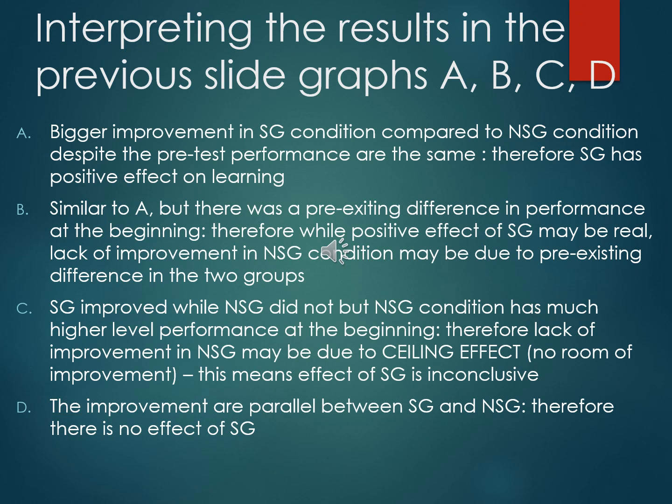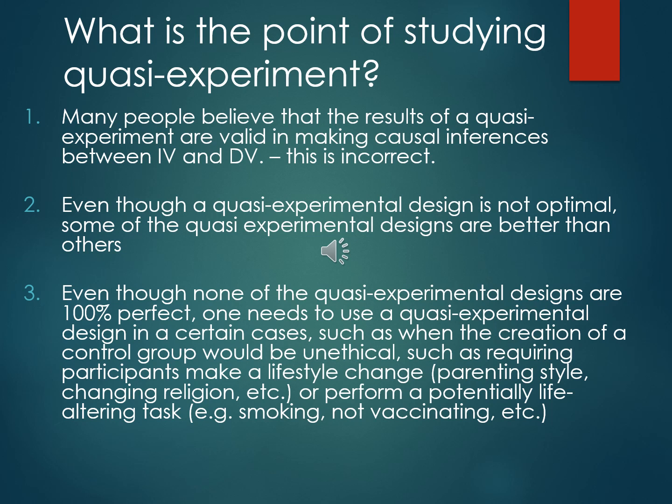So this slide summarizes the conclusion that you can potentially discern based on four different kinds of graphs presented in the previous slide. So please read this carefully. Point so far, okay, by studying quasi-experimental design. Even though some people believe the results of quasi-experimental studies are valid in making causal conclusions, that's actually incorrect, because there is no perfect experimental control.